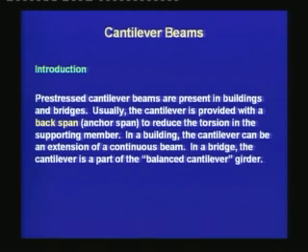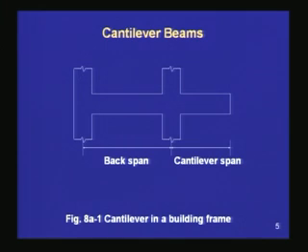We shall see that the cantilever is a part of a beam. In a building, it can have a back span. Like in this figure, the cantilever on the right has a back span which reduces the moment in the supporting column. Also, the cantilever can be a part of a continuous beam. That means usually we do not find a cantilever by itself, we find it either with a back span or as a part of a continuous beam.